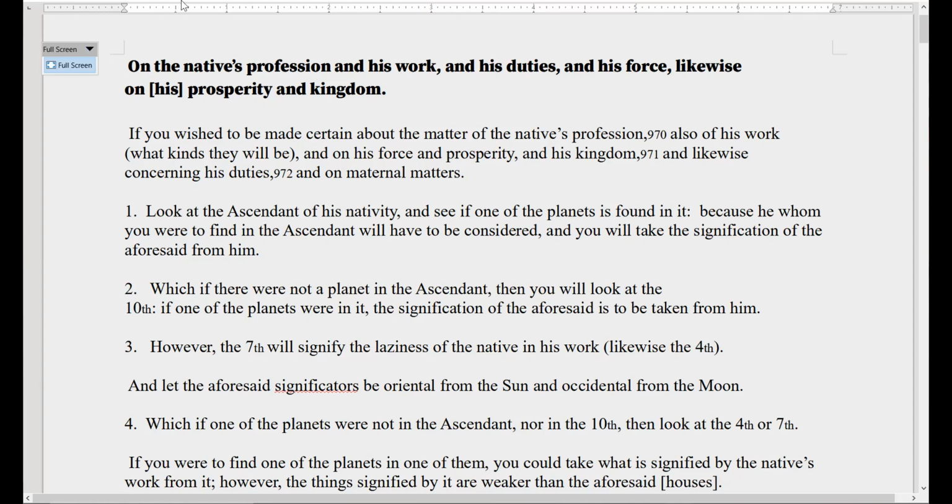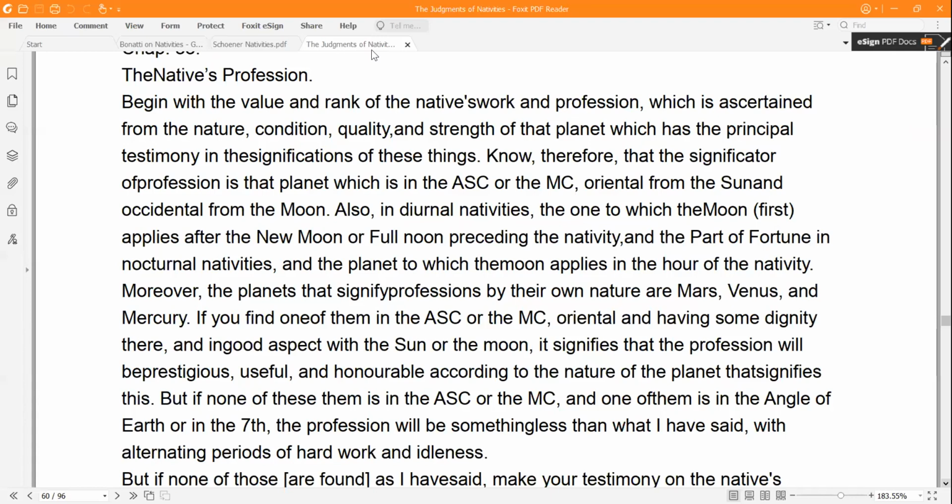But first, I want to switch over to two different astrologers that we haven't really looked at very much. This is a guy named Abu Ali al-Khayyat, and he is definitely quoted by Guido Bonatti, but not that often. I just want to bring you to this third line.